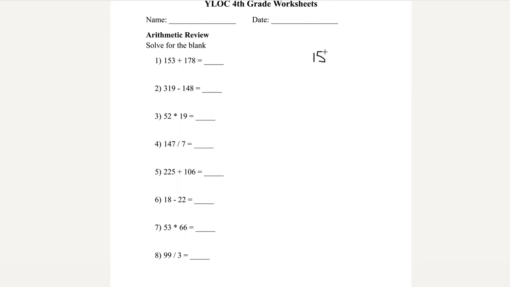And so we have to remember that when we're adding big numbers like hundreds, we're going to add from the ones first and just go in order. So 3 plus 8 is 11. You bring the 10 here. 5 plus 7 is 12, and then you add the 1 on top, so it's 13. And then 1 plus 1 plus 1 is 3. And so the answer is 331.